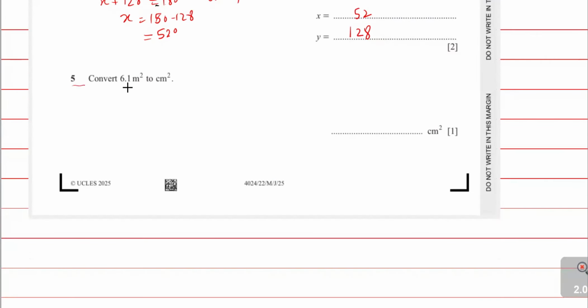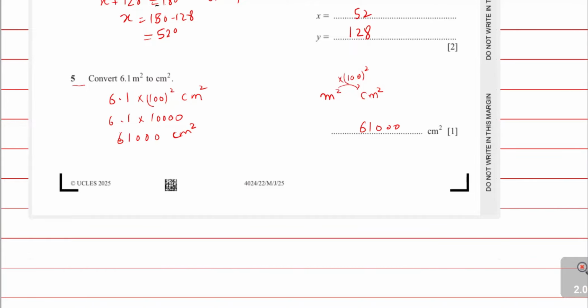Question 5. Convert 6.1 meter square to centimeter square. Look here, meter, and when we convert meter square into centimeter square, we will multiply by 100 whole square. Therefore, we will write this value 6.1 into 100 square. This value will convert into centimeter square. And this value equals 6.1 into 10,000, and this becomes 61,000 centimeter square, the answer.